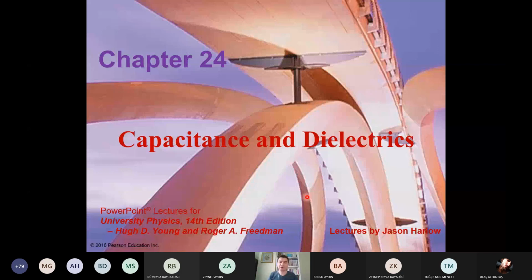Today we will continue with capacitance and dielectrics. Very important lecture, especially for technological applications. Capacitors are used everywhere in the industry, in the integrated circuits, also dielectrics. And we will talk about the relation between capacitors and dielectrics. This is what we have in this chapter.